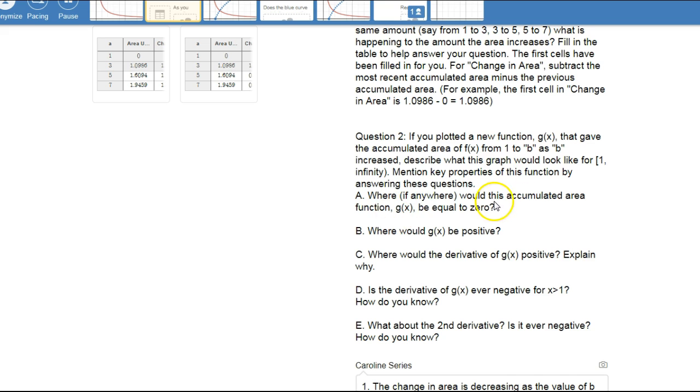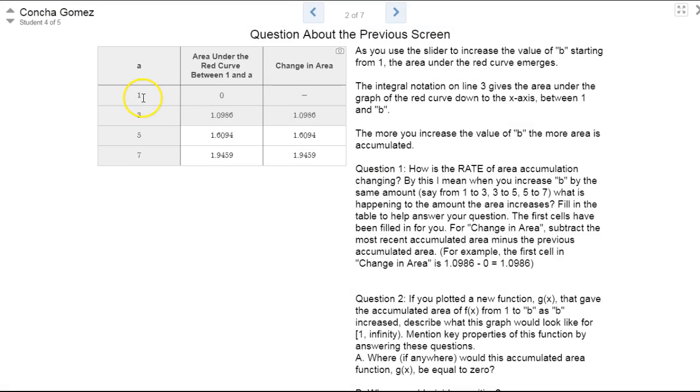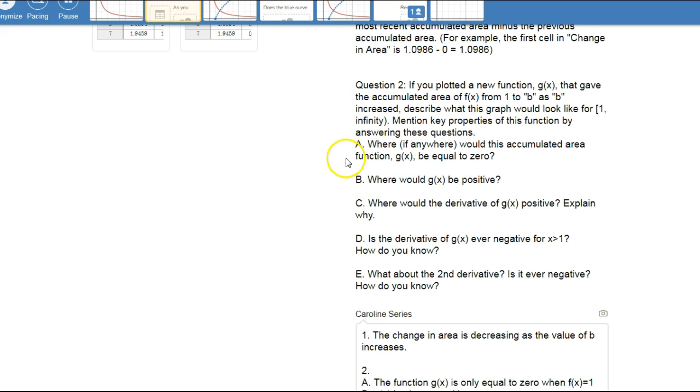Now the second question: where is this accumulated area equal to 0? The area is going to be equal to 0 when a is equal to 1, when we haven't accumulated any area yet. So when x is equal to 1 in our new function, A will be equal to 0.